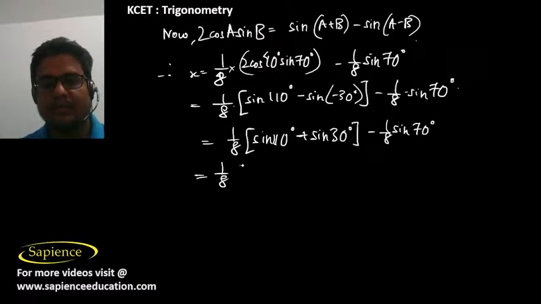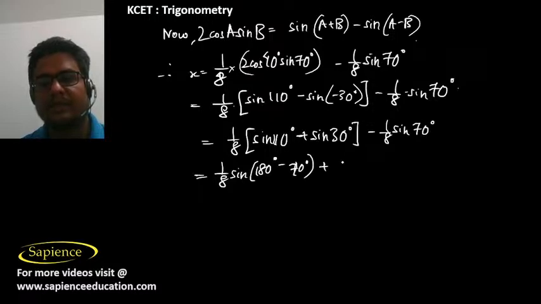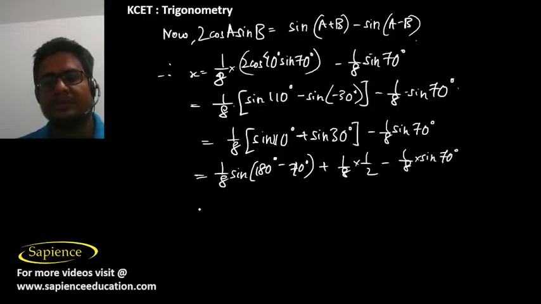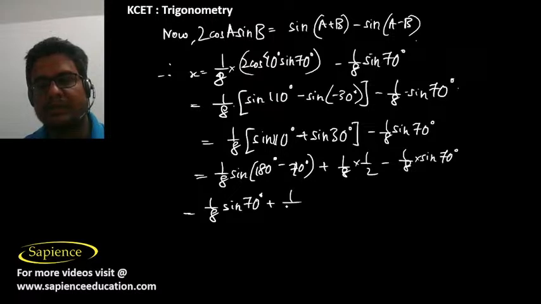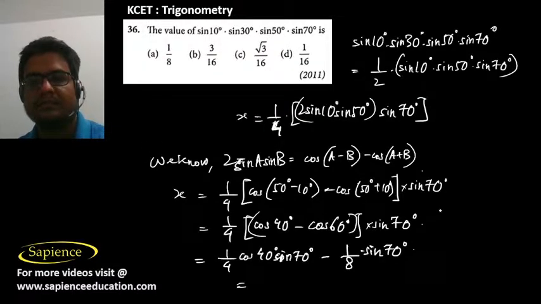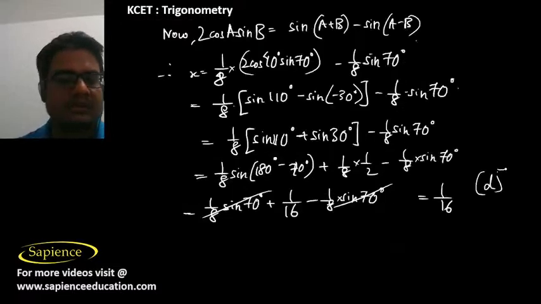So this will be 1 by 8 into, now sine 110, I can write it as sine of 180 degree minus 70 degree, plus this is 1 by 8 into 1 by 2 minus 1 by 8 into sine 70 degree. Now sine pi minus theta is sine theta only, so this is 1 by 8 sine 70 plus this is 1 by 16 minus 1 by 8 into sine 70 degree. So these two will get cancelled, so the answer is 1 by 16. So option D is the correct answer.